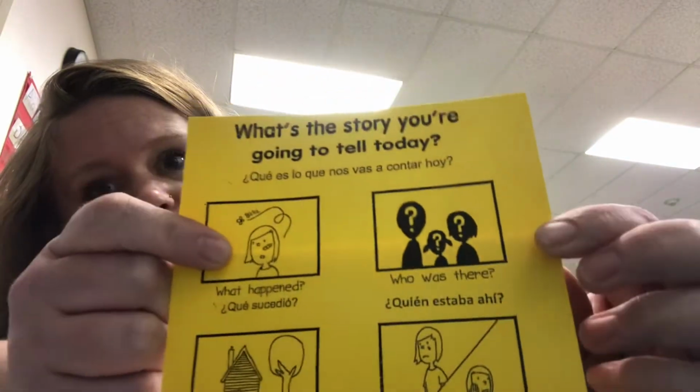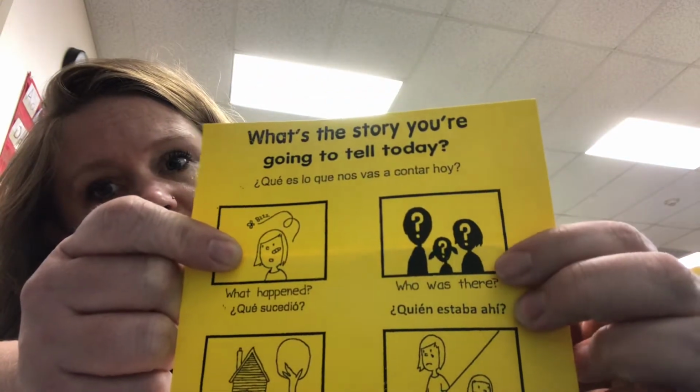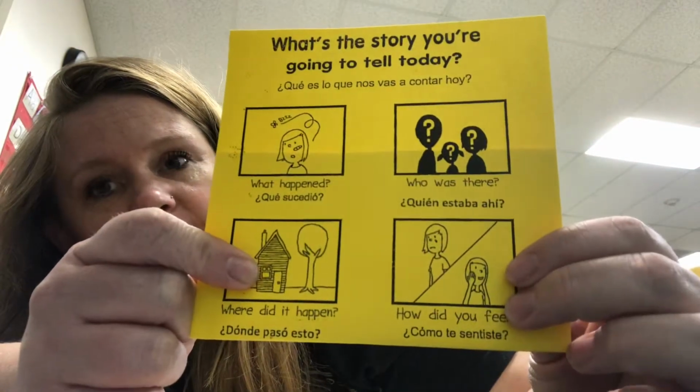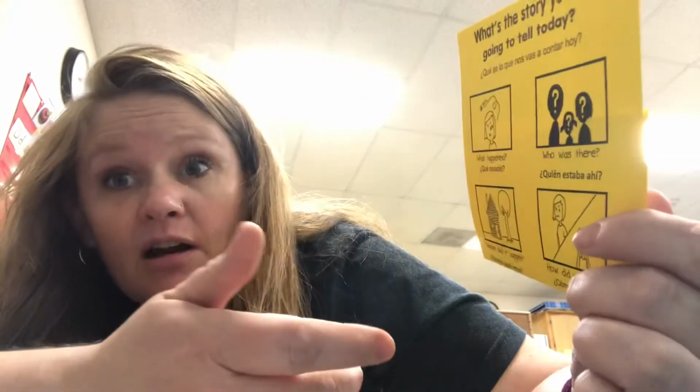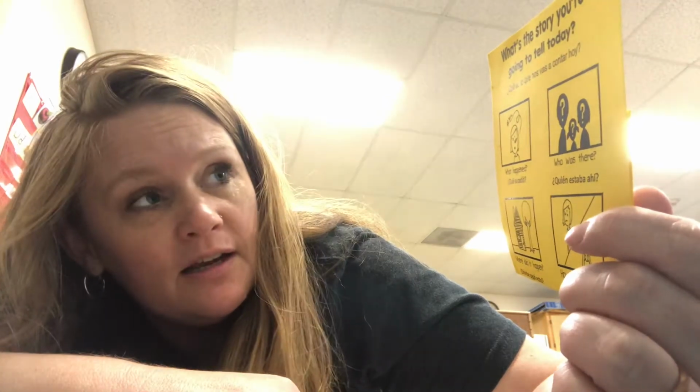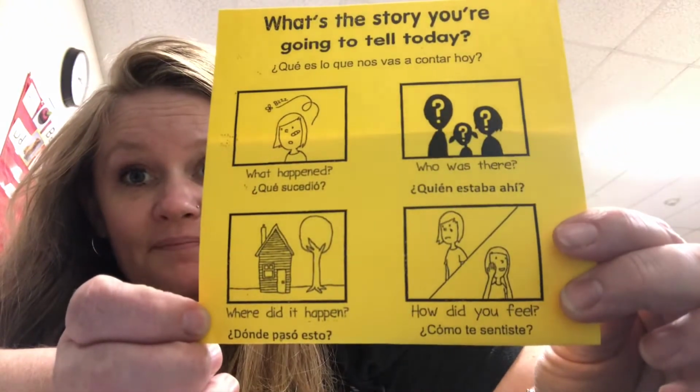But right now, looking at this says, what happened? Who was there? Where did it happen? And how did they feel? Those elements later on will turn into big kid concepts and words like setting, character, plot. But for right now, when you tell a story, you want to make sure you give lots of information so that people remember your story and know exactly what you're trying to tell them. So what's the story you're going to tell today?